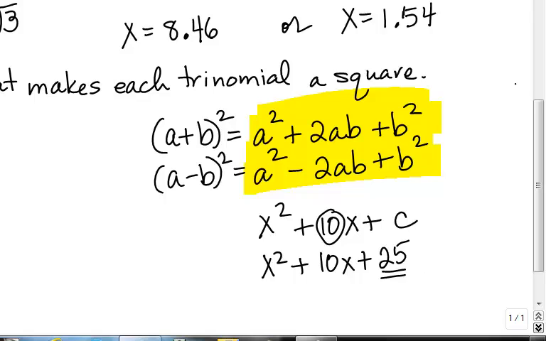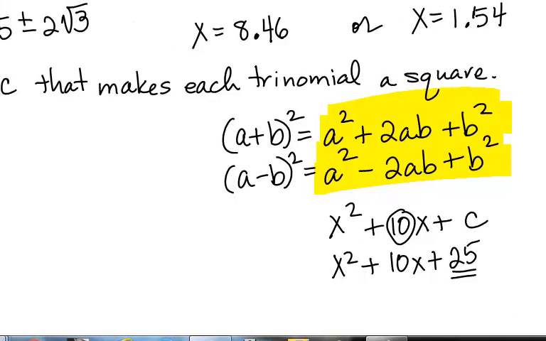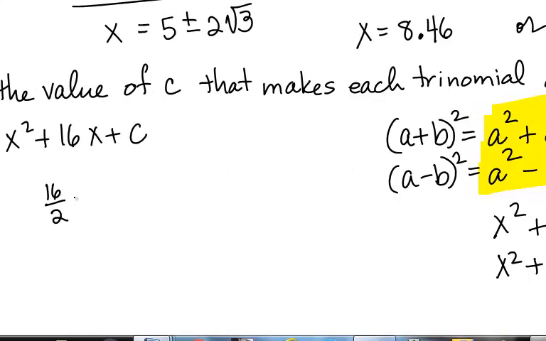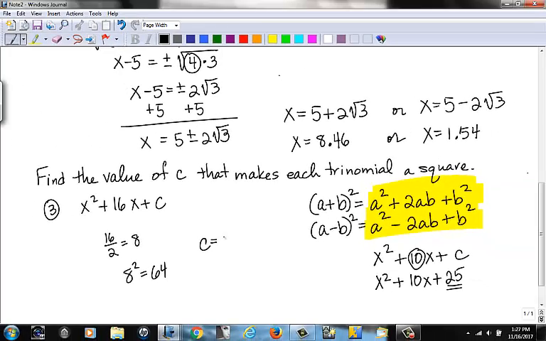So over here, what's this c value going to be? Yeah, because take half of 16, would be 8, and then 8 squared would be 64. So your c value, to make that a perfect square, is 64.